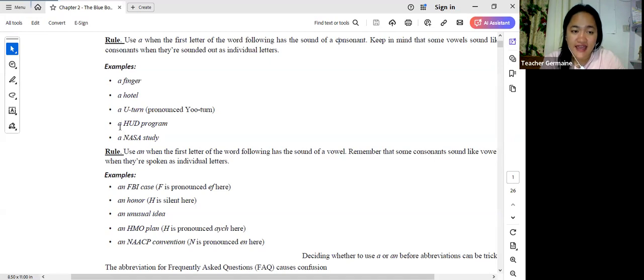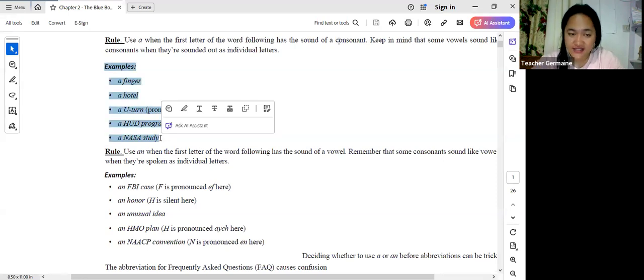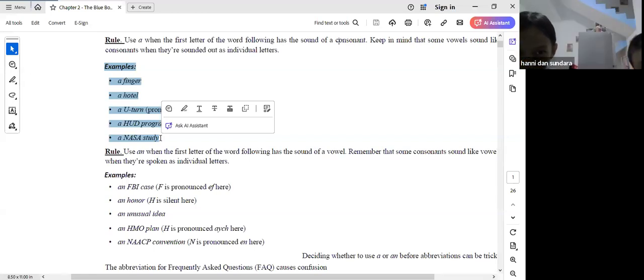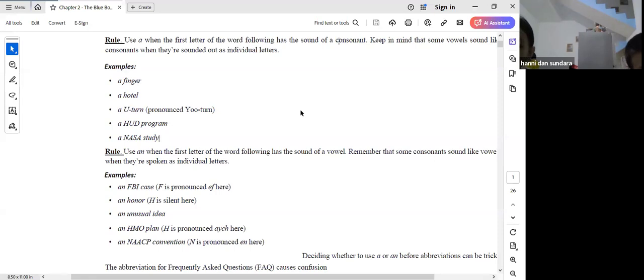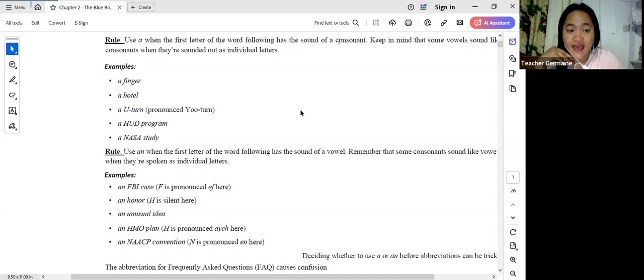Another, we say a HUD program or a NASA study. Still, H and letter N are consonants, so we use a. I'll be asking Honey to read the examples again. Examples: a finger, a hotel, a U-turn, a HUD program, a NASA study. Yes, thank you, Honey. So those are examples of words or nouns that show when to use a. Okay, we have another rule here. Alfonso, please read.